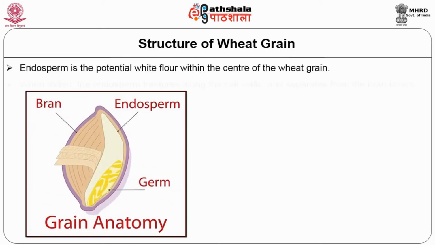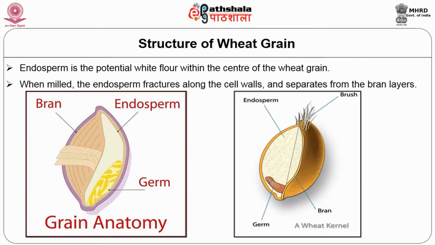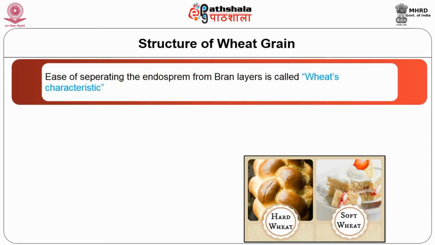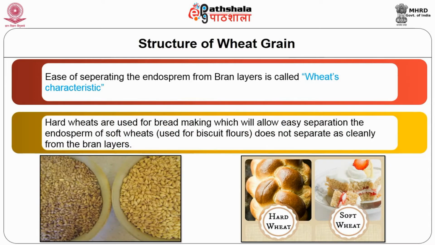The endosperm is the potential white flour within the center of the wheat grain. When milled, the endosperm fractures along with the cell walls and separates from the bran layers. The ease of separating the endosperm from the bran layers is determined by the wheat's characteristics. Hard wheats used for bread making will allow easy separation, while the endosperm of soft wheats used for biscuit flours does not separate as cleanly from the bran layers.